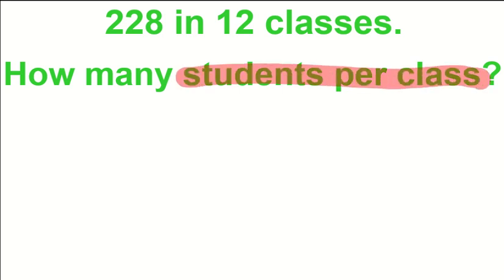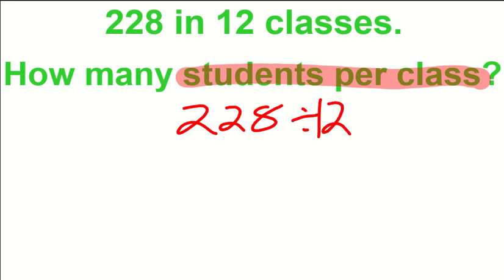It's students per class, okay? The words you most likely will see for this are each, every, or per, okay? Each, every, or per. Whatever is coming after is what we are dividing by. So in this case, it's students per class. So you take the number of students, divide by the number of classes. 228 divided by 12 gives us 19. Okay?